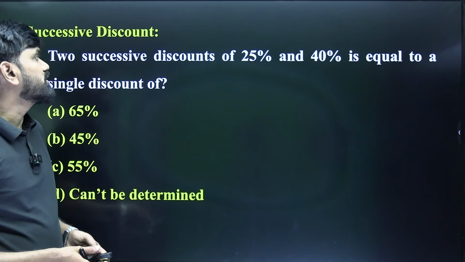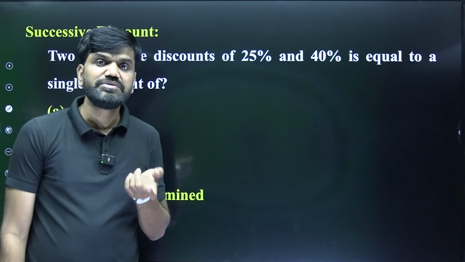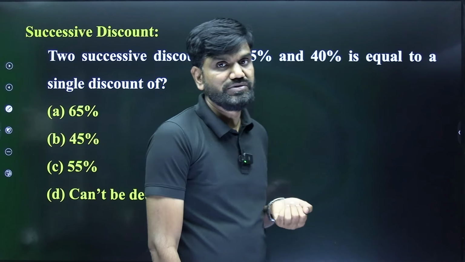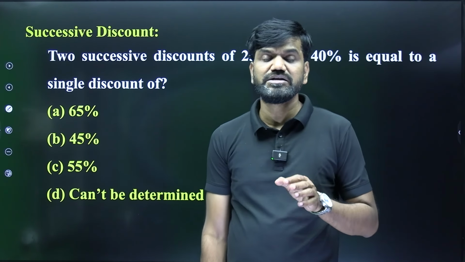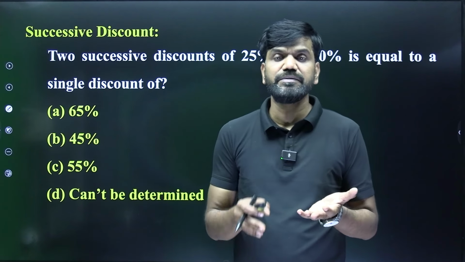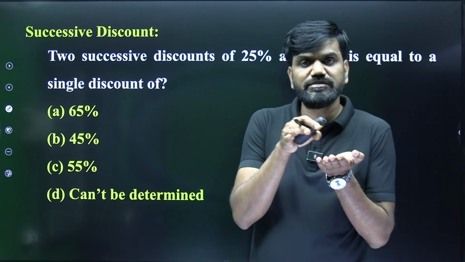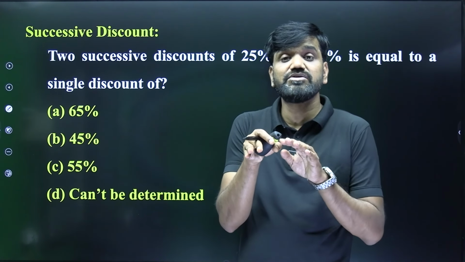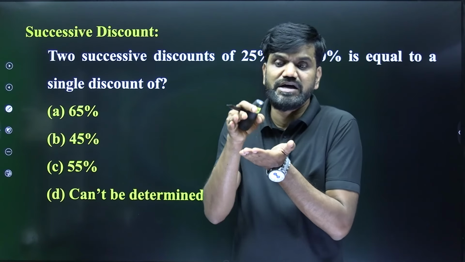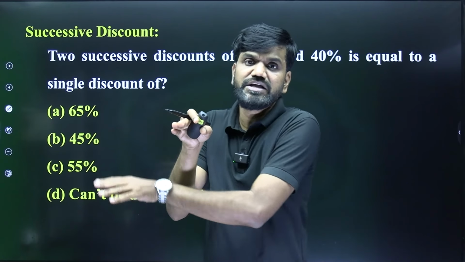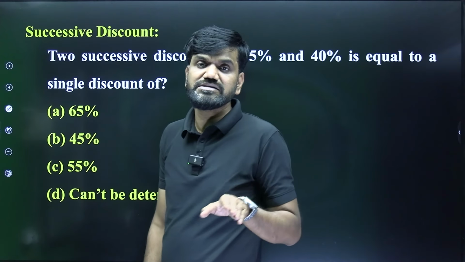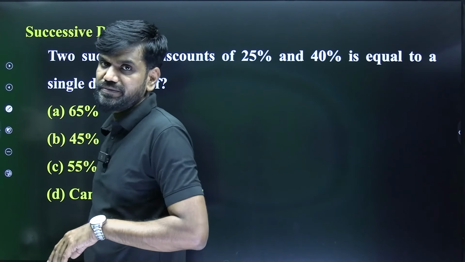Next concept is concept of successive discount. What is successive discount first of all? Successive discount is nothing but the discount that is offered on the discounted price. See, on the marked price, I will offer some discount. The next discount will be offered on the discounted price. On this, next discount will be taken. On this resultant price, the next discount will be taken. Like that, the successive discounts will be calculated.